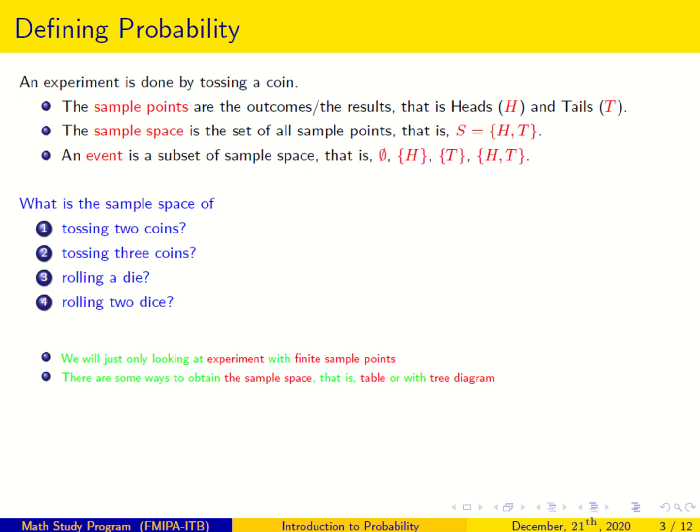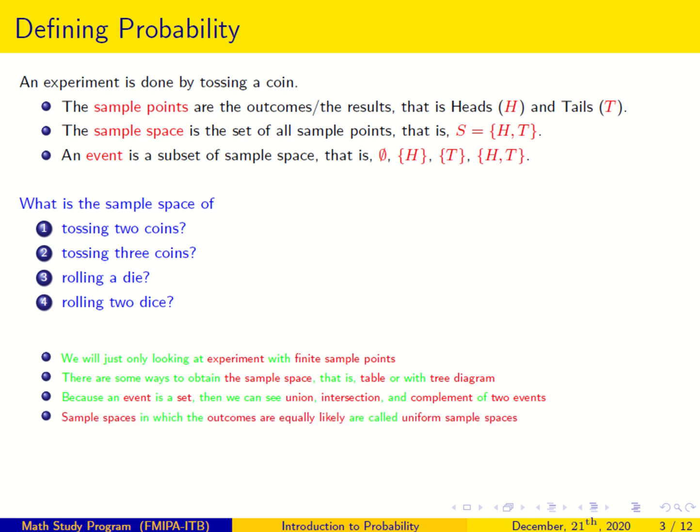There are some ways to obtain the sample space, that is by table or with a tree diagram. Because an event is a set, we can take the union, intersection, or complement of two events. A sample space in which the outcomes are equally likely is called a uniform sample space. For example, if I'm tossing a fair coin, the outcomes are equally likely. The same goes for rolling a fair die.